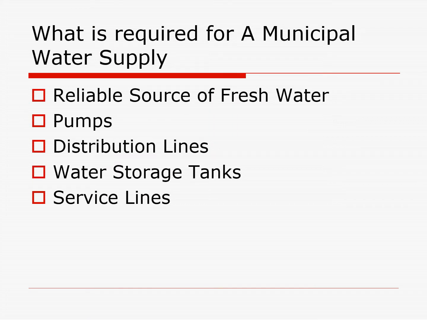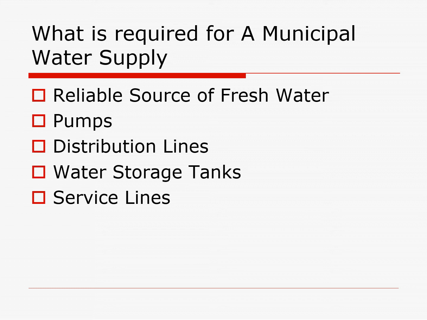So what is required for me to have a municipal water supply? The first thing that I list here is a reliable source of fresh water. We are very lucky here in the northeast of the United States that we do have quite a bit of fresh water available to us. So even now we are in a drought, but we do not have any water restrictions at this point. So the first thing I need is a reliable source of fresh water.